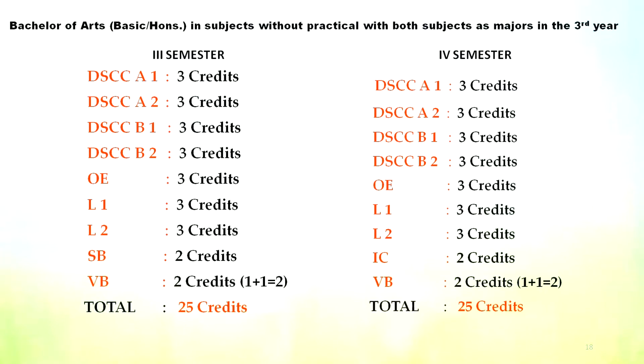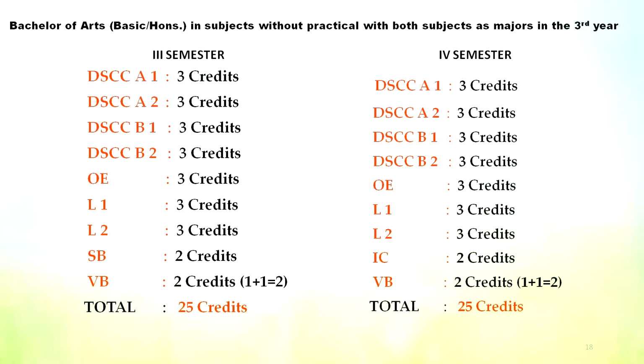Each of the languages will carry 3 credits each. The skill-based course will carry 2 credits and the value-based course will carry 2 credits. So at the end of the third semester, the student will be accumulating 25 credits.